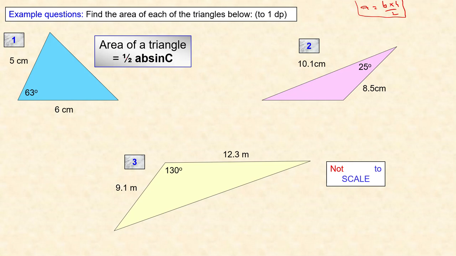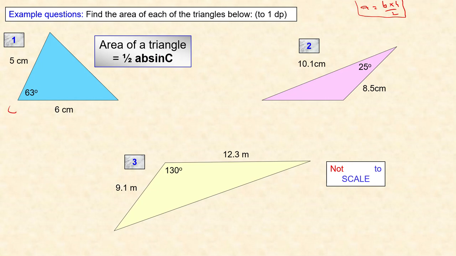A is equal to half AB sine C. We use this for any triangle, regardless of if it's right angle or if we know the perpendicular height. All we need to know are 2 sides and the angle in between, the included angle. So what's crucial about this is labeling. If we label our triangles correctly, then we have no issue.